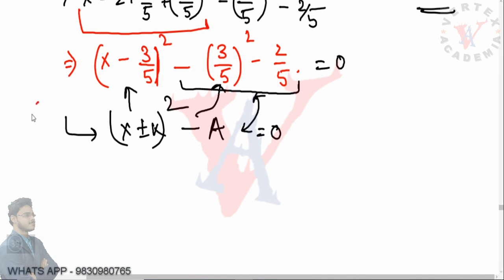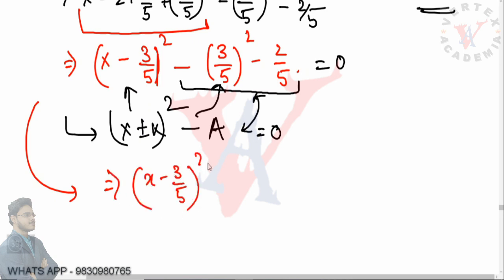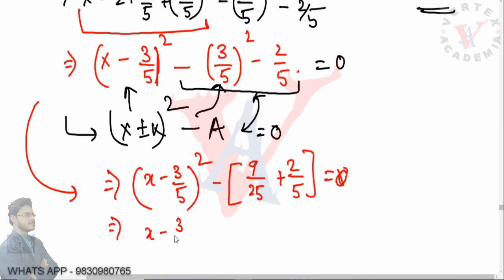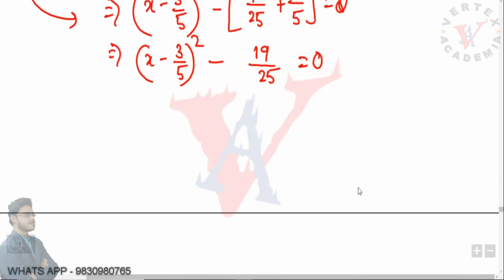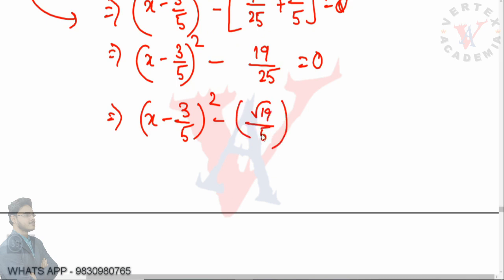Okay, so just proceeding. So this implies x minus 3 by 5 whole square. Now minus of, this is 3 by 5, so 9 by 25 plus 2 by 5 equals 0, right? So or x minus 3 by 5 whole square minus, this is 9 plus 10, so this is actually 19 by 25 equals 0. Okay, so now proceeding a bit further, it implies x minus 3 by 5 whole square minus root over 19 by 5 whole square equals 0.